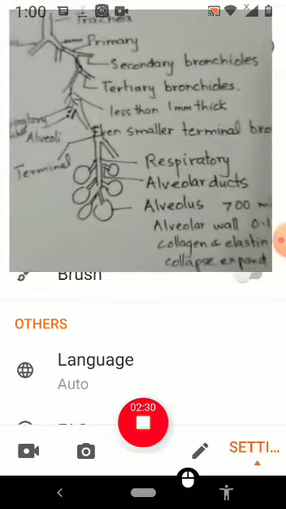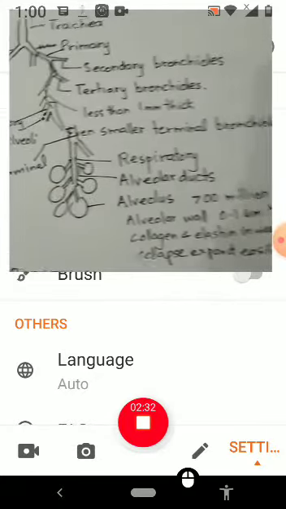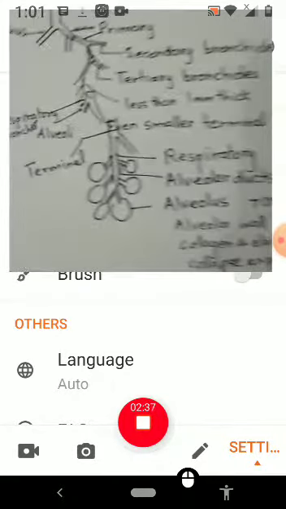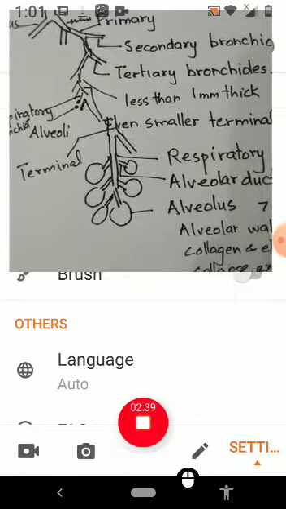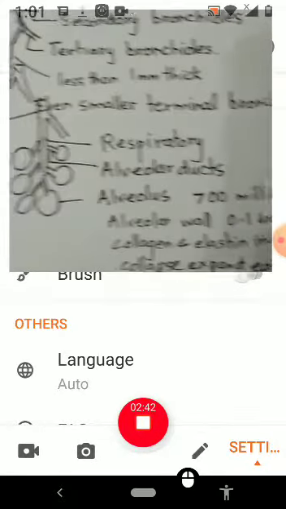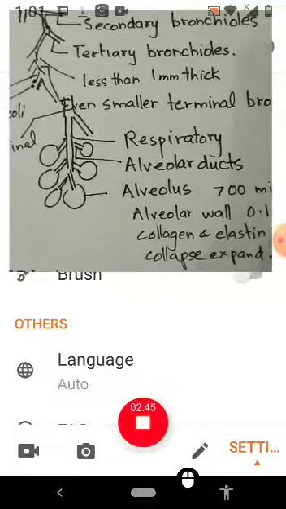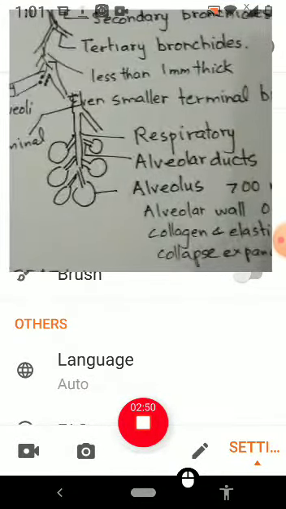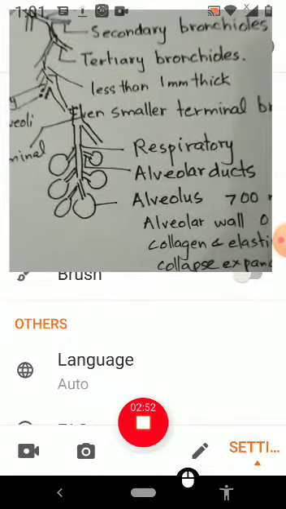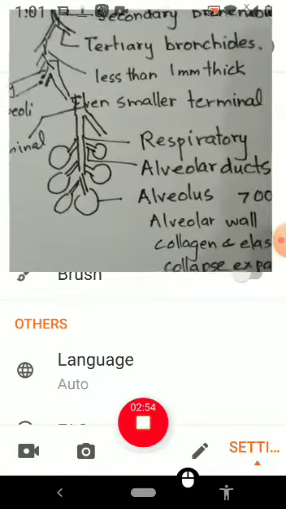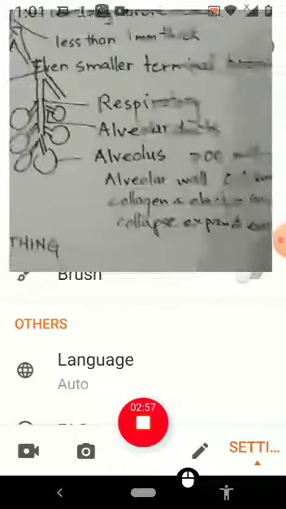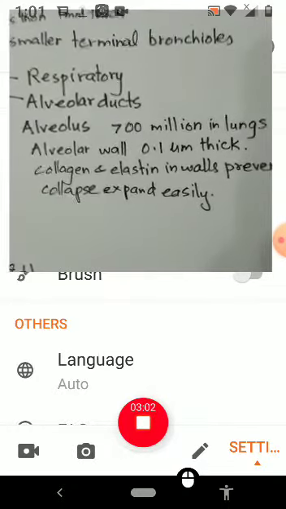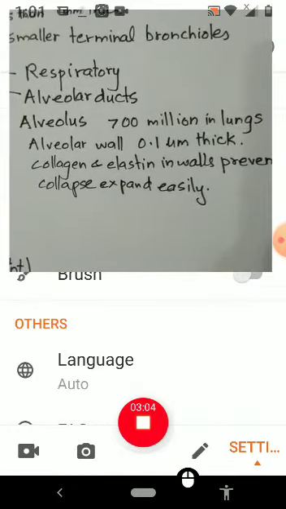Then they further lead into smaller terminal bronchioles. The terminal bronchioles further divide into respiratory bronchioles, which have alveoli in the form of a bunch of grapes. The alveoli have alveolar ducts and the alveolus itself. The alveoli number about 700 million in our lungs.